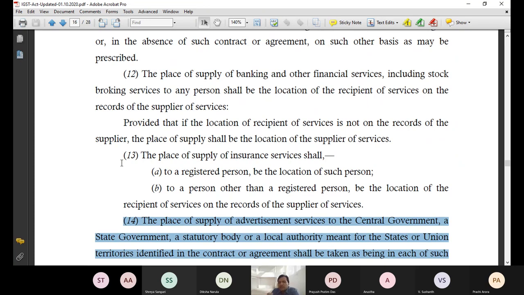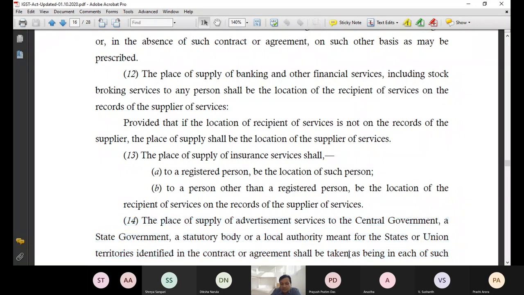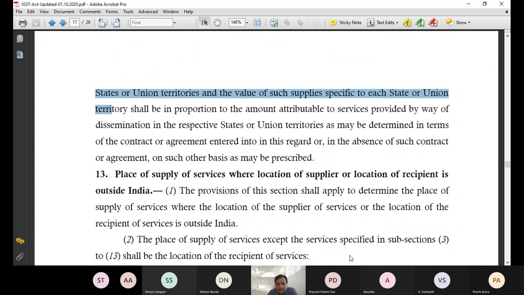So Delhi and Haryana become the place of supply, depending upon the value: how much value will go to Delhi and how much value of advertisement will go to Haryana. That is why it is mentioned that the place of supply shall be taken as being in each of such states or union territories which are mentioned in the agreement between the supplier of advertisement service and the recipient. And who is the recipient? Government. Government is the recipient, and the supplier is any agency which is giving advertisement services. So whatever is the agreement signed between the supplier and the government, and whatever states or union territories are mentioned, all those states or UTs become the place of supply. Now how you divide the revenue, that is the question.